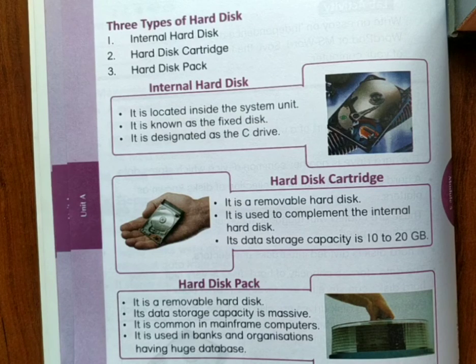Next, the hard disk pack. This is a removable hard disk, but we do not use it in ordinary systems. It is used in banks to store huge data, and it is commonly used in mainframe computers also. Its storage capacity is very big, massive; you can store too much data in a hard disk pack. Have you got it, children, what the three types of hard disk are? What is a floppy disk and a hard disk? Thank you.